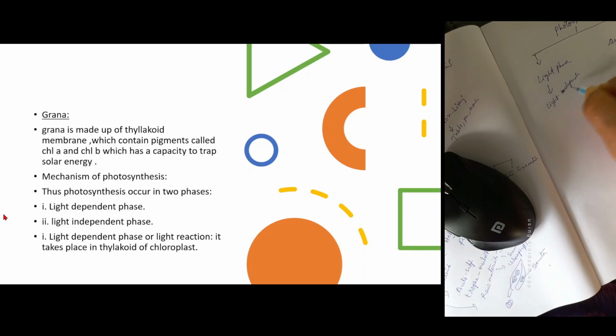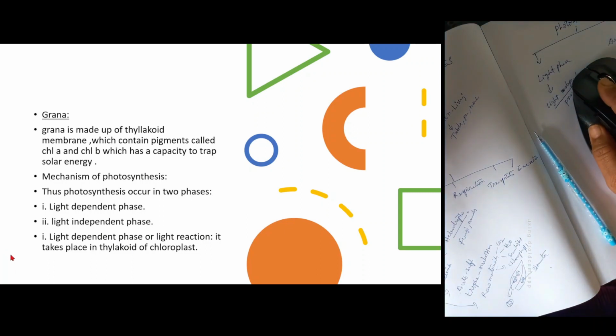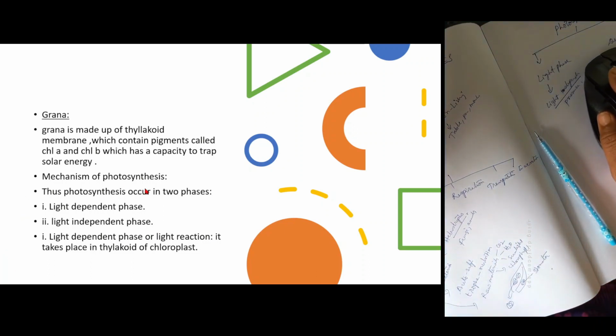Sorry, light dependent means in the presence of light it will take place. Dark phase means light independent, which means it does not require light. So now you see the photosynthesis occurs in two phases, light dependent phase and light independent phase.